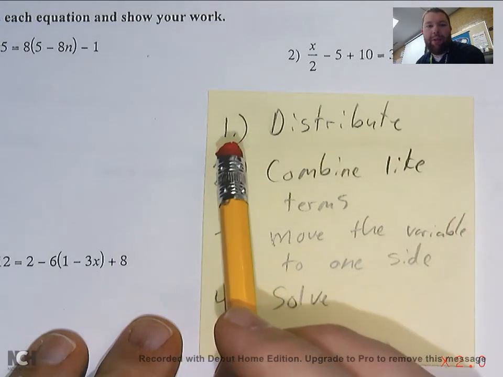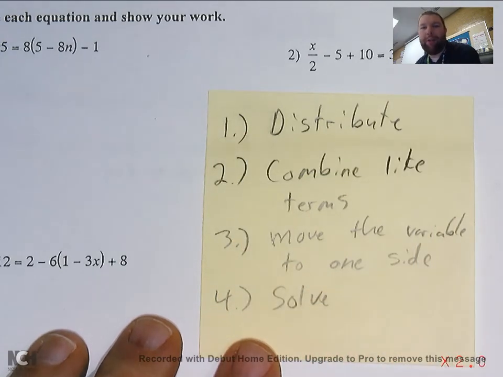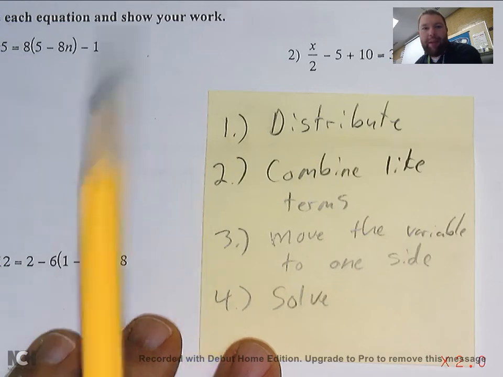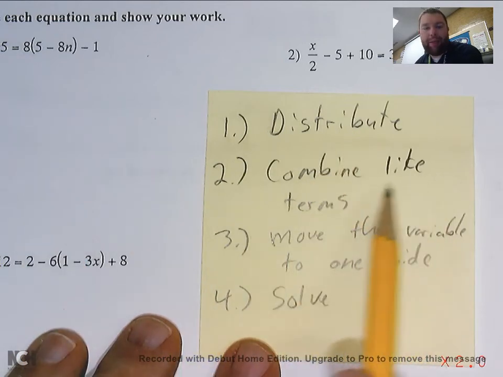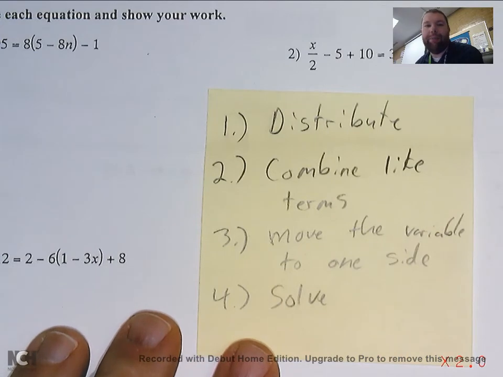So the first thing you're going to do is distribute if you can. If you see a pair of parentheses, the first thing you want to do is distribute. Next, you would combine like terms. That's where you look on each side of the equal sign and look for like terms. Next, you're going to look to see if there are variables on both sides. If there are, you've got to move the variable to one side.